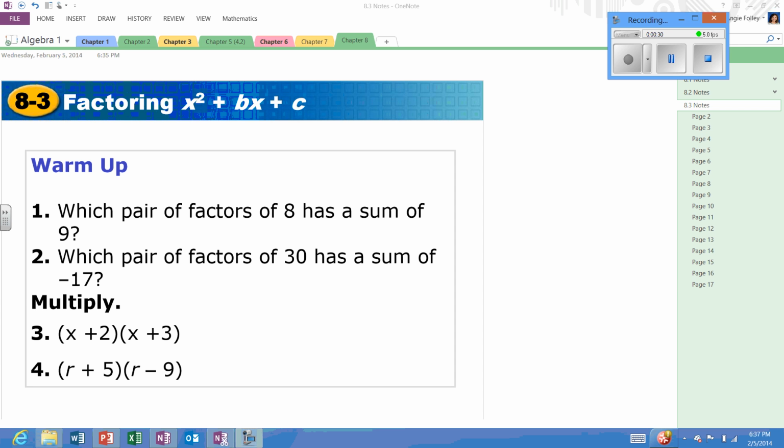Okay, so let's do our warm-up. Number 1 says, which pair of factors of 8 has a sum of 9? So we want to know what factors of 8, when I multiply them together, give me 8, and if I add them, they give me 9.